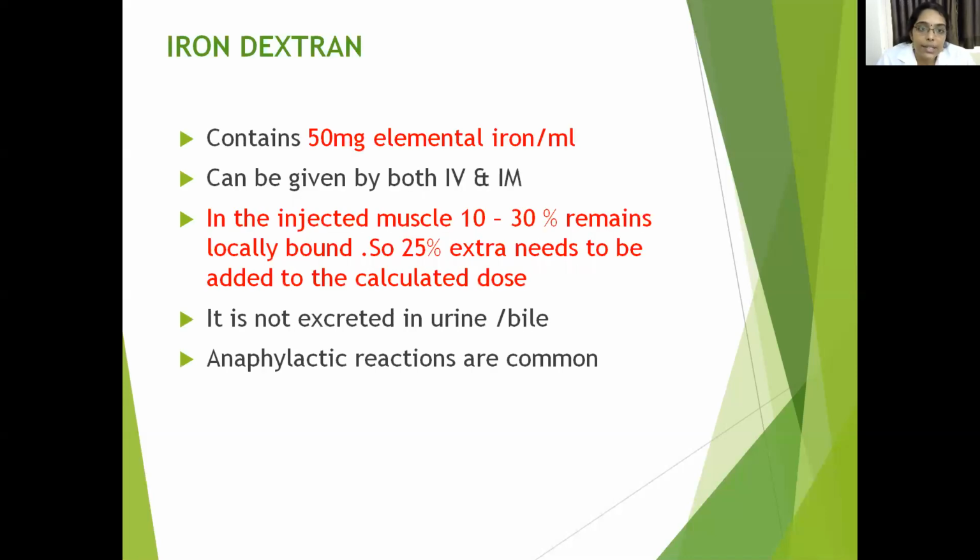Iron dextran is a high molecular weight colloidal solution which contains 50 mg of elemental iron per ml. This can be given both IV and IM. In the injected muscle, 10 to 30% remains locally bound, so you should give a 25% extra dose, which should be added to the calculated dose. It is not excreted in urine or bile.